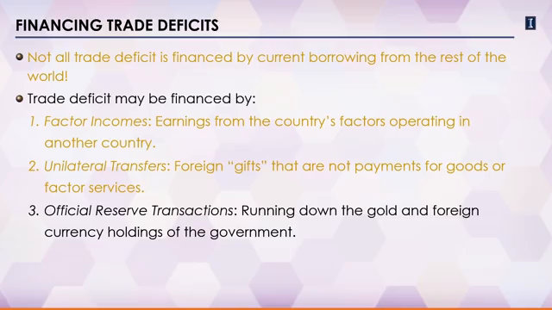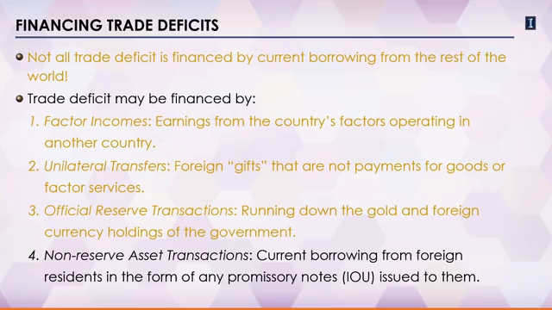Note, however, there's a bit of a difference between factor incomes, unilateral transfers, and official reserve transactions. Factor incomes and unilateral transfers are current income, are flow variables. Reducing the country's reserves is a capital transaction, and that's why official reserve transactions are considered part of capital account and different from the current flows, which are called current account.